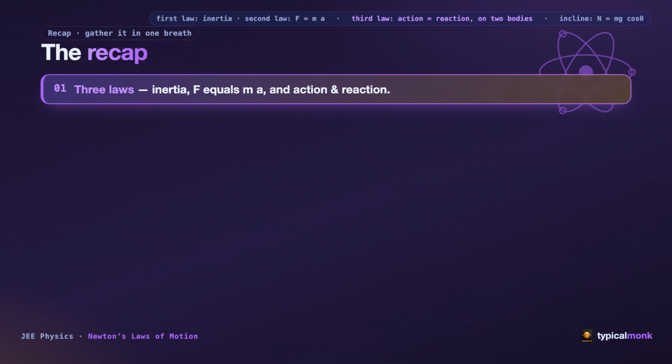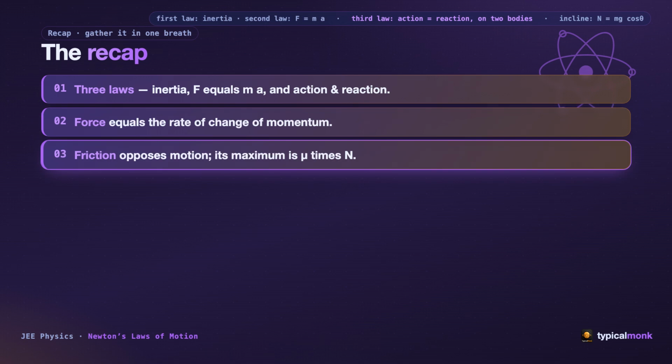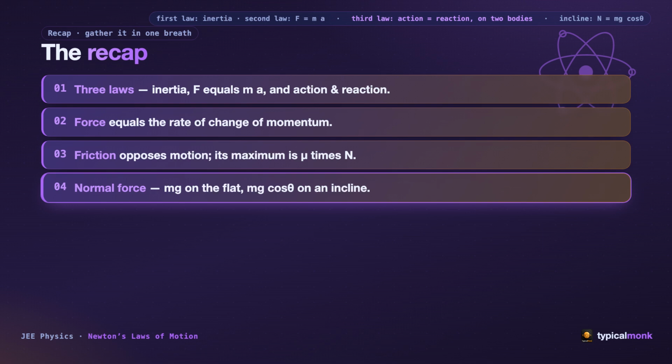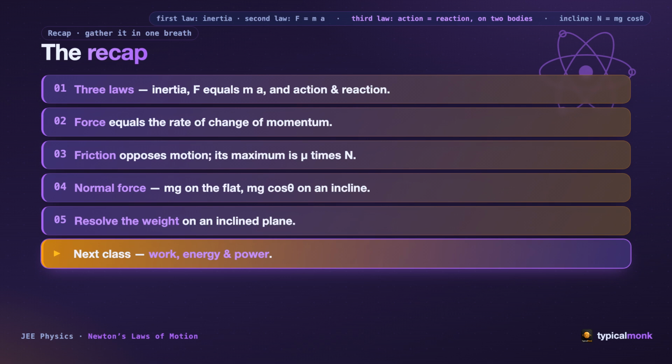Let us gather it all in one breath. 3 laws. Inertia, F equals ma, and action and reaction. Force equals the rate of change of momentum. Friction opposes motion. Its maximum is mu times N. The normal force, mg on the flat, mg cosine theta on an incline. Resolve the weight on an inclined plane. Next class, work, energy, and power.